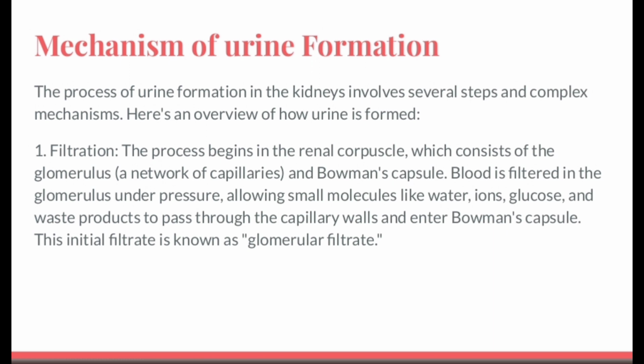Mechanism of urine formation. The process of urine formation in the kidneys involves several steps and complex mechanisms. Here's an overview of how urine is formed. Filtration. The process begins in the renal corpuscle, which consists of the glomerulus and Bowman's capsule. Blood is filtered in the glomerulus under pressure, allowing small molecules like water, ions, glucose and waste products to pass through the capillary walls and enter Bowman's capsule. This initial filtrate is known as glomerular filtrate.